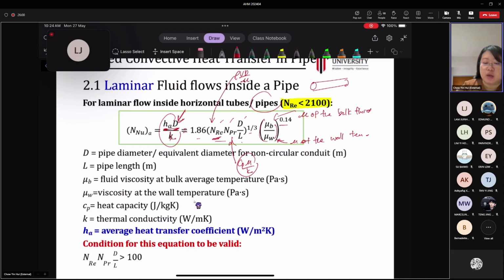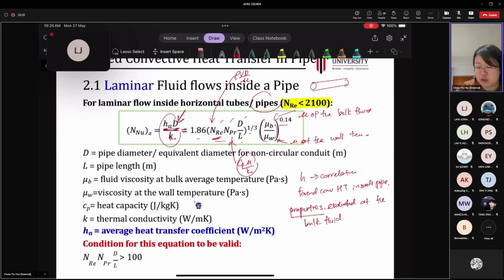Now, you have to take note when we are going to find the h using the correlation for forced convective heat transfer inside a pipe. Write down this very important thing in your notes: all the properties, like the density, viscosity, specific heat capacity, Prandtl number, and thermal conductivity, will be evaluated at the bulk fluid temperature. This is very important. You have to remember this.